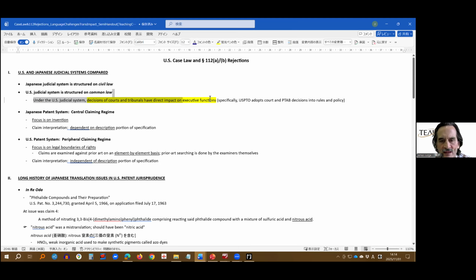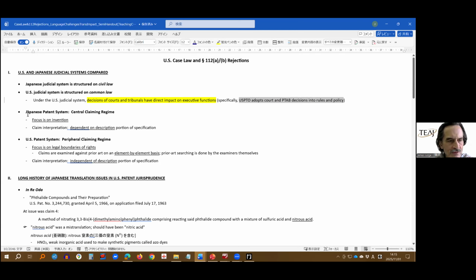And when I say impact on executive functions, I just mean the Patent Office itself and the rules it makes and the guidance and instructions the Patent Office gives to examiners for examining applications. So the point is that in a common law country like the US, case law is very important, and it very quickly can have an impact on not only courts, but on the USPTO itself. And I add that here. The USPTO adopts court and PTAB decisions into rules and policy.